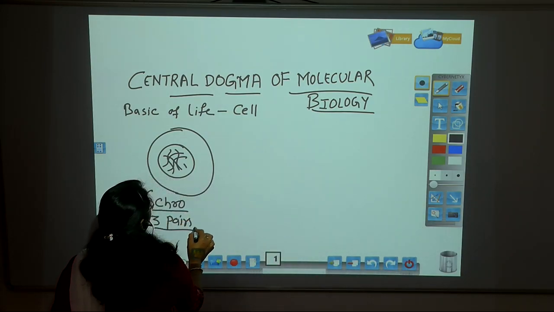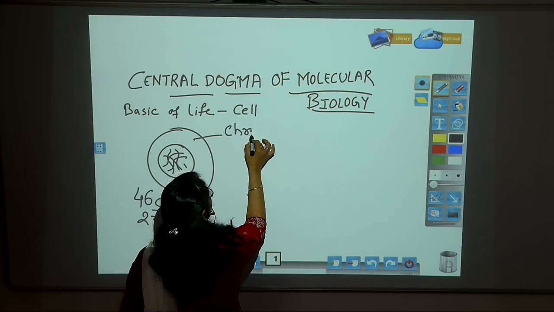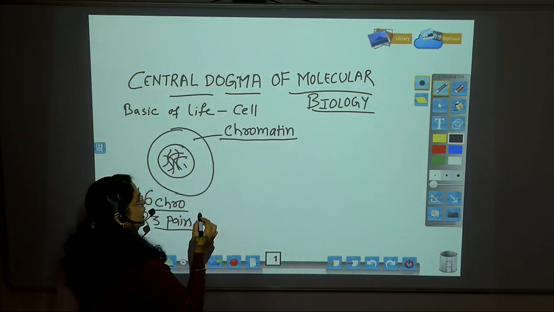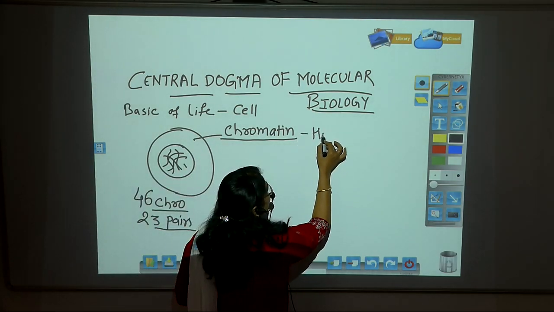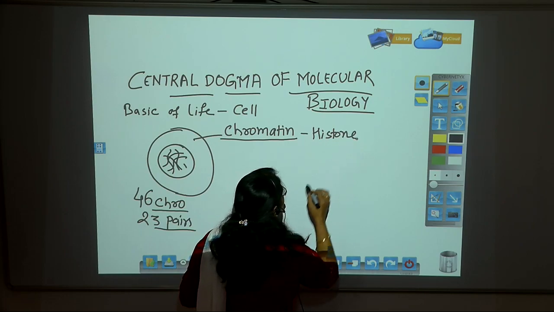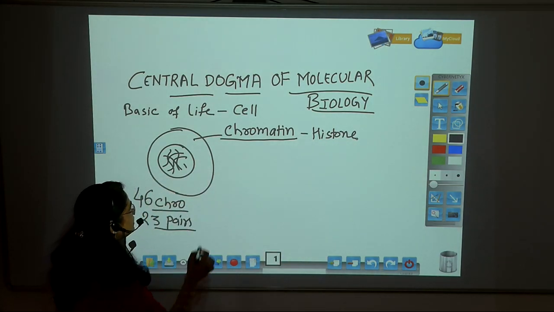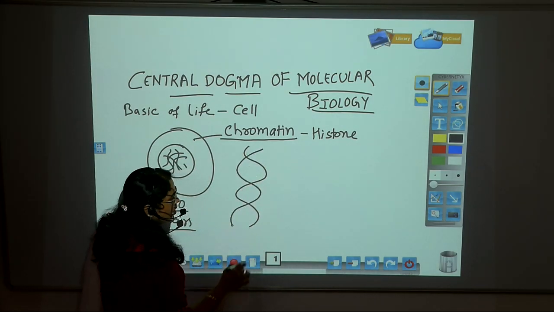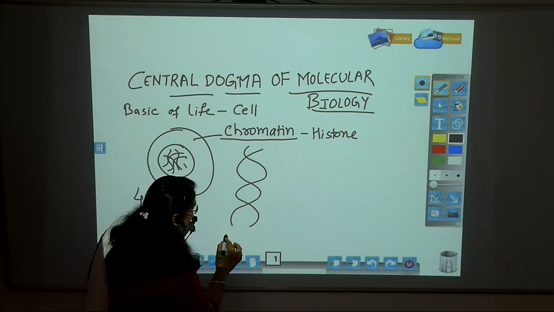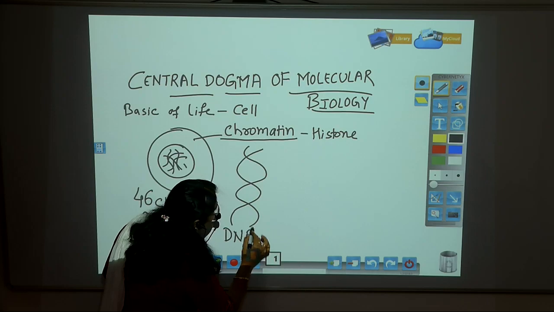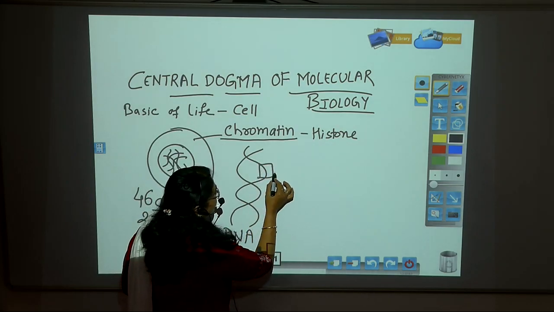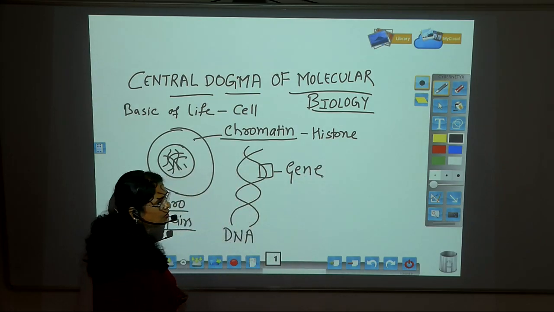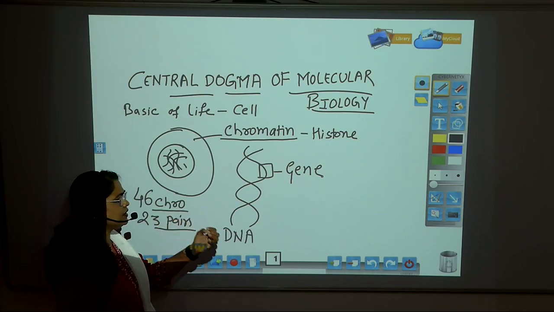Now these chromosomes are made up of a chromatin network that is highly coiled around histone proteins. So when we study the structure of chromatin, we know that it has highly coiled DNA. This is the structure of DNA. And we also know that a short segment, or a stretch, of DNA is called a gene.